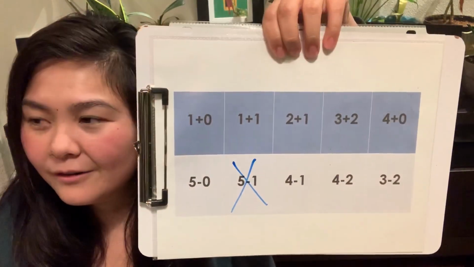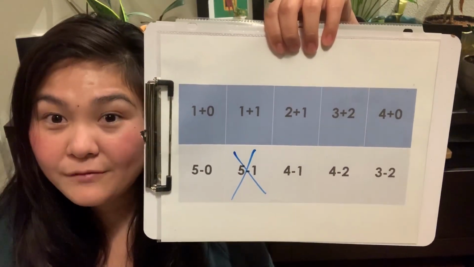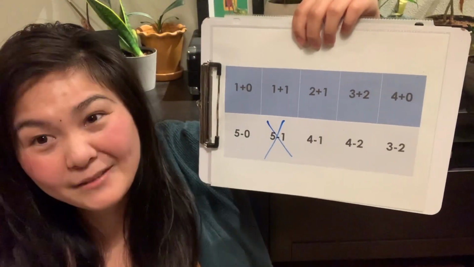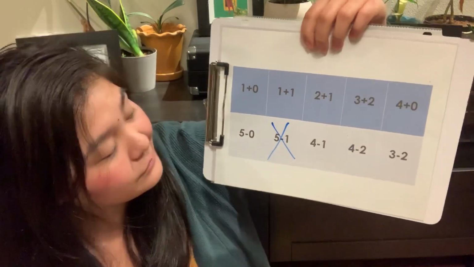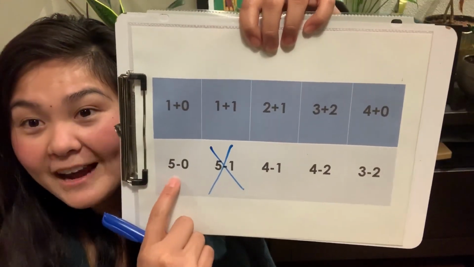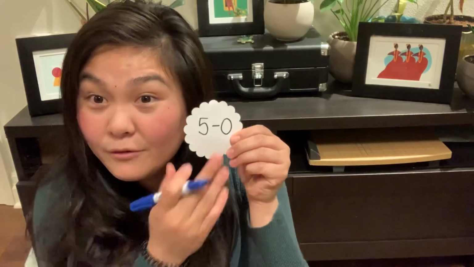In the story, I started with 5 tacos. So I'm looking for the number sentence that starts with 5. And I also heard in the story that I didn't eat any of them. That means I ate 0 tacos. Oh, there's a number sentence that makes sense. 5 take away 0 or 5 minus 0. I'm going to cross out that number sentence on my game board. And I'm going to move this flashcard to my finish pile. Hey, let's do another one.